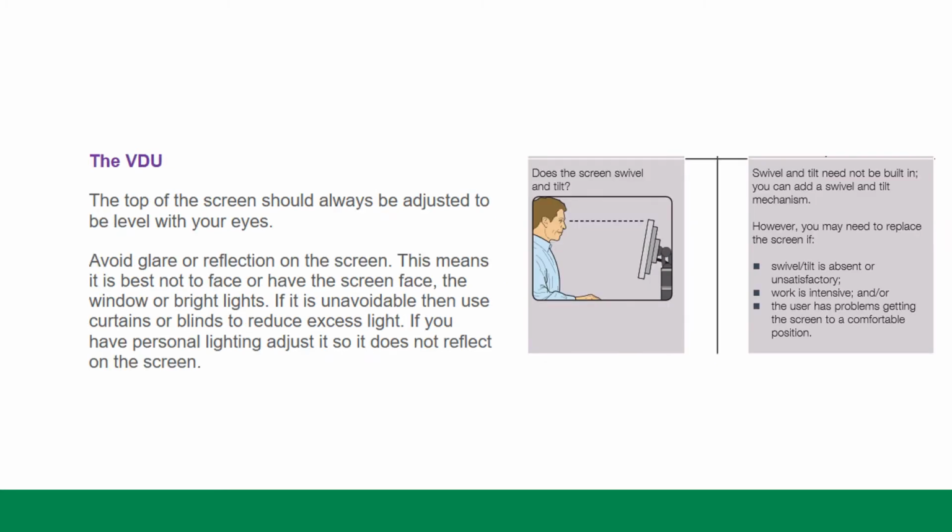The VDU. The top of the screen should always be adjusted to be level with your eyes. Avoid glare or reflection on the screen. This means it is best not to face, or have the screen face, the window or bright lights. If it is unavoidable, then use curtains or blinds to reduce excess light. If you have personal lighting, adjust it so it does not reflect on the screen.